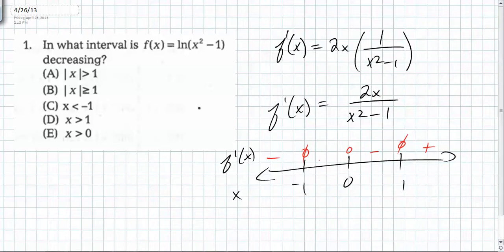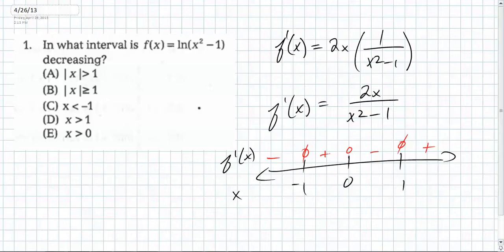And then what about -1/2? It's going to be negative on top and negative on the bottom. So what is it going to be? Positive. So what do we think? Does that match any of the answers?